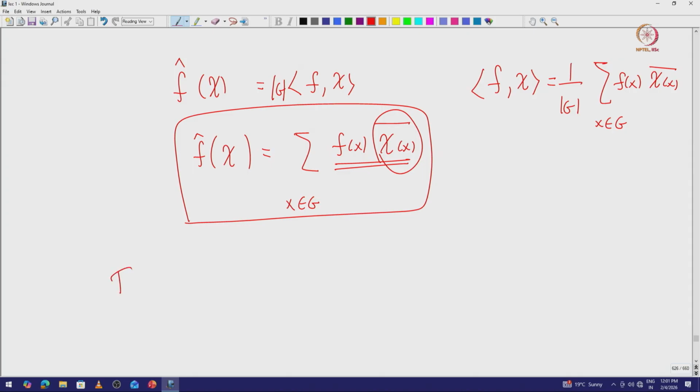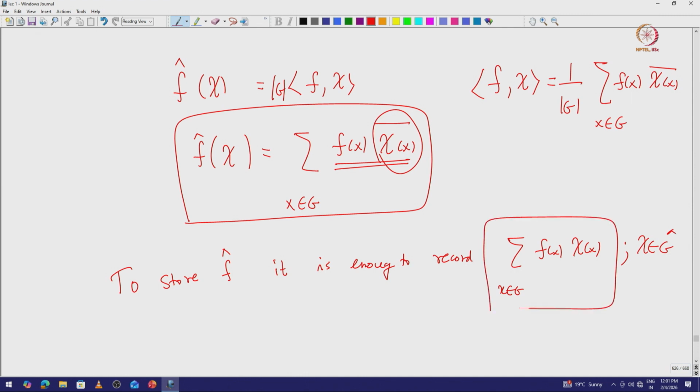Okay. So, to store the data f hat, it is enough to record this summation over x in G of f of x chi of x for various chi in G hat. Okay. That is what we have observed. Indeed, what the Fourier transform does, the Fourier transform actually records all of them. But here all the functions are complex valued functions. So, this summation actually makes sense.